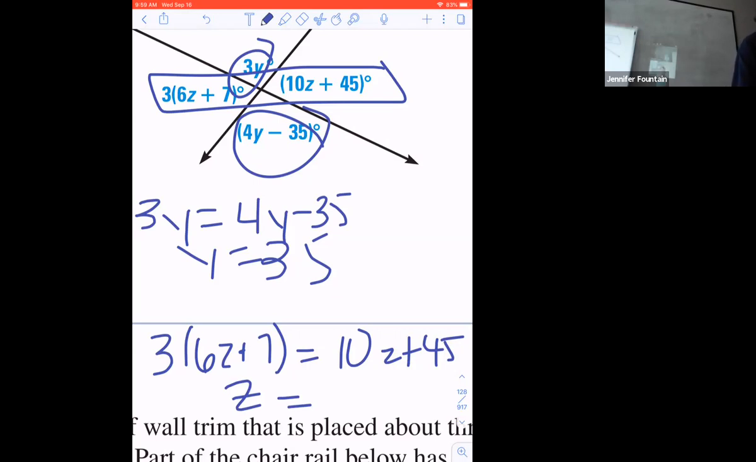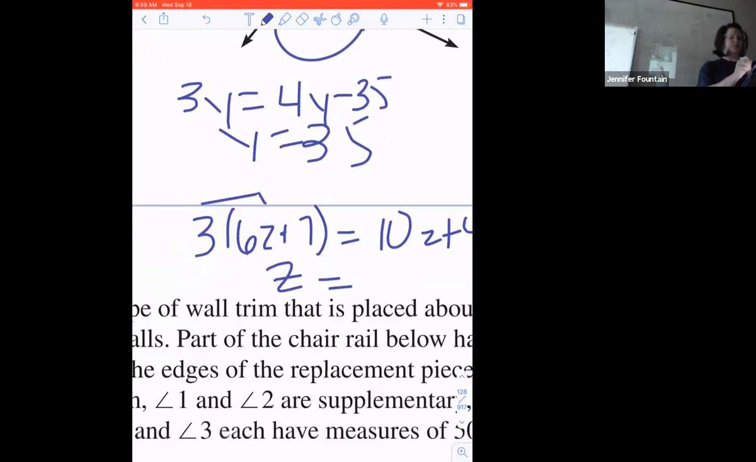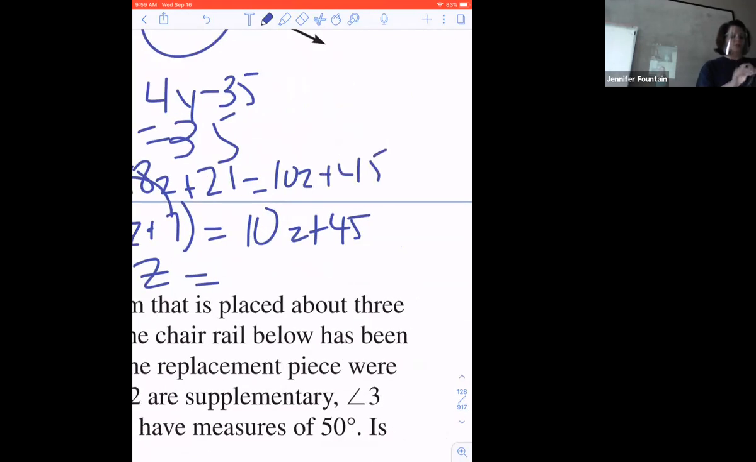First, I want to make sure I'm on the right problem. Okay, so let's work through this one. So this is 3 times 6z is going to be what? That's an 18z, right? So I have 18z plus 21 is equal to 10z plus 45.